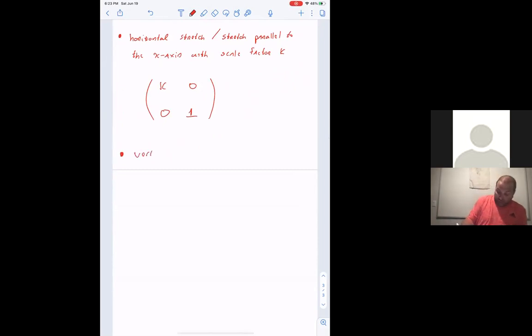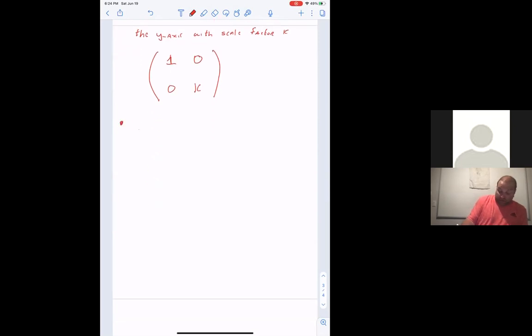A vertical stretch, or a stretch parallel to the y-axis with scale factor k, will be 1, 0, 0, k.